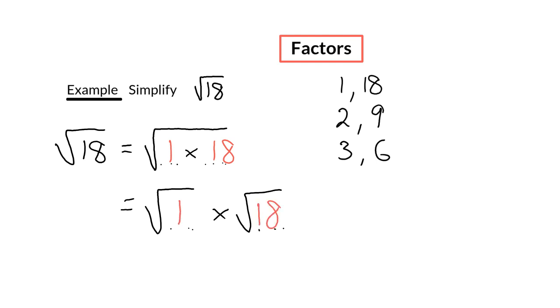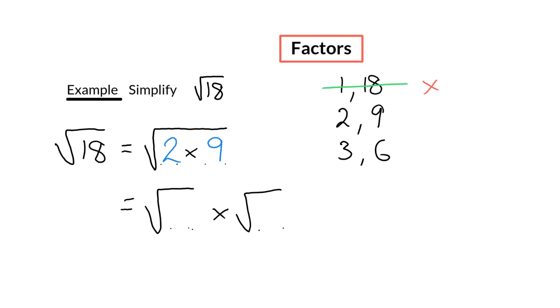Now, hopefully you'll recognize that this doesn't actually help us. The square root of 1 is 1, so we have 1 times the square root of 18. The square root of 18 cannot be simplified, it's irrational, so we end up back in the same position as before. So that combination, 1 and 18, has to go. That does not work. Okay, so let's now look at 2 and 9.